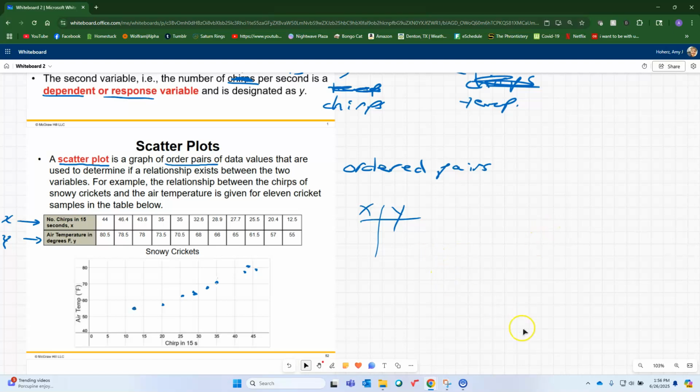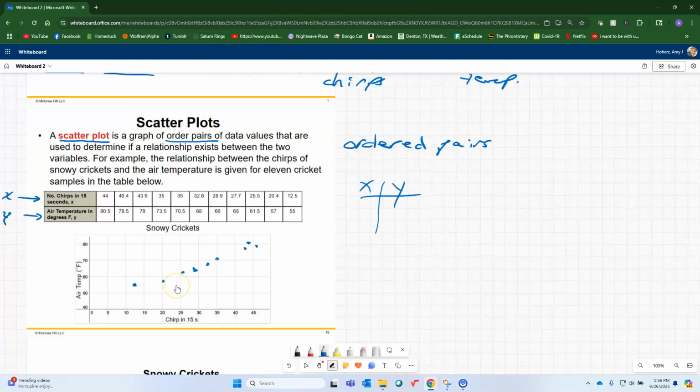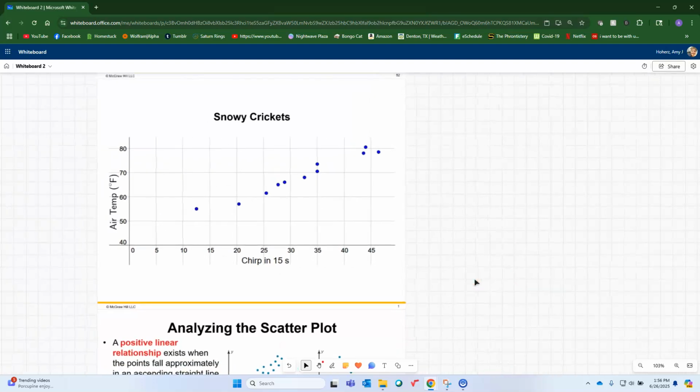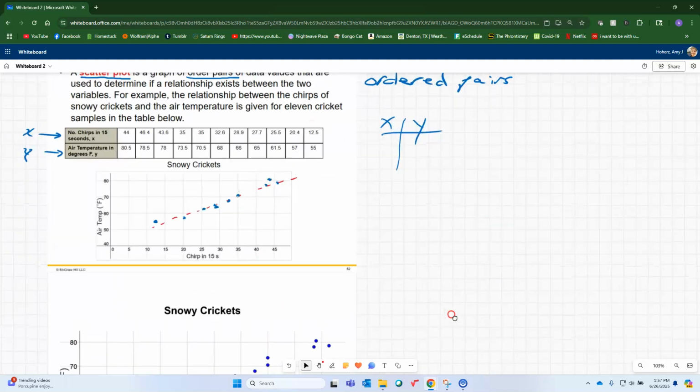Okay, so that's a scatter plot. We can see that as the chirps increase, the temperature increases. And in this case, it looks like it increases in what we would call a linear manner. It almost looks like a line as far as the increase. Okay, so I'm going to look at their more pretty graph. So here's their pretty graph of the snowy crickets if you want to look at that. Double check that yours are in the right spots. It looks a little nicer than mine does.